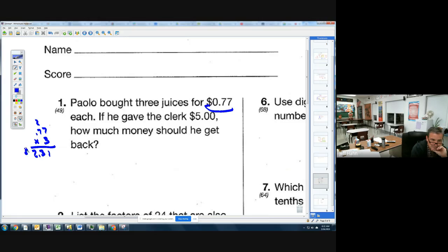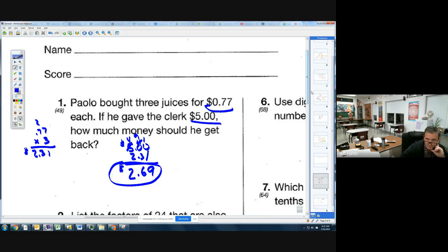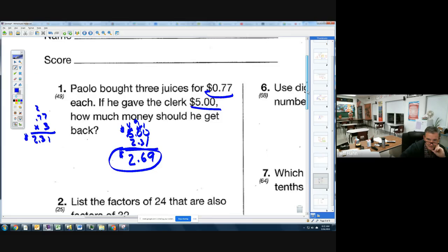So your total bill would be $2.31, but you gave them $5. So we have to do a little subtracting here. $5 minus $2.31. Do some borrowing. This becomes a 10, but I have to borrow, making that a 9. This becomes a 10, so you get 9, 6, boom. Looks like you're going to get back $2.69. So there is problem number 1.